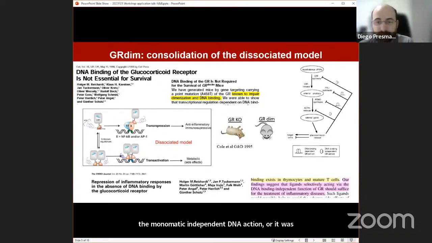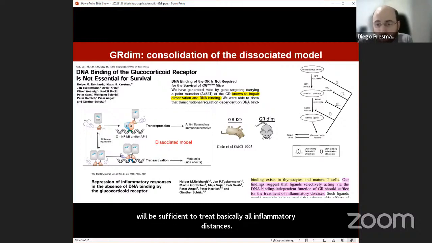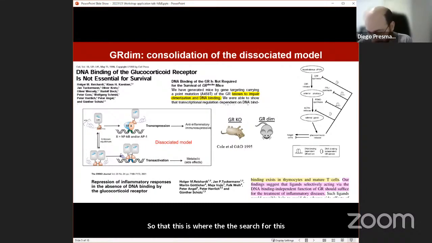But the paper that originally, and then, I'm sorry, a few years later, explicitly stated that if we can find ligands that selectively act via the DNA binding independent action of GR, this will be sufficient to treat basically all inflammatory diseases. So this is where the search for these monomeric dissociated ligands started to take hold.